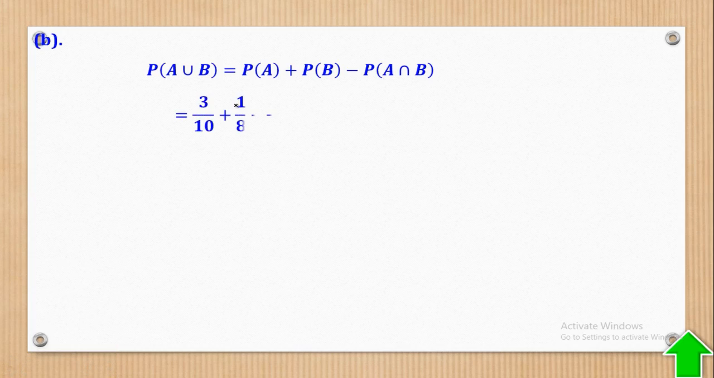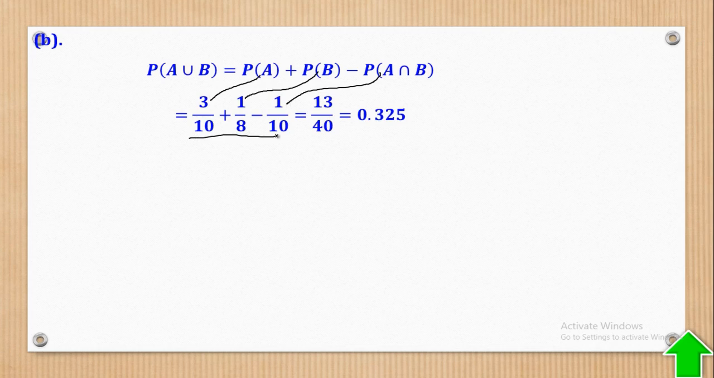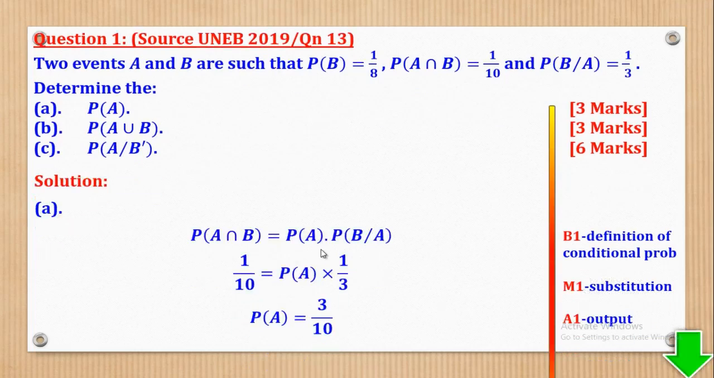So when I substitute, I'll come up with probability of A, which is that which I've got, probability of B is that, probability of A intersection B is that. So when I use the calculator, I'll come up with 13/40, and can be simplified as 0.325. So that was part B.